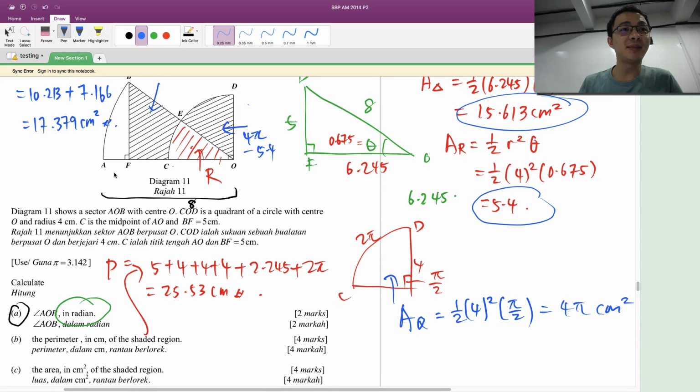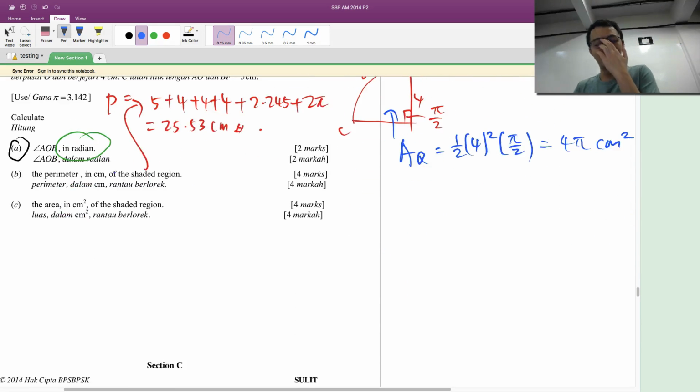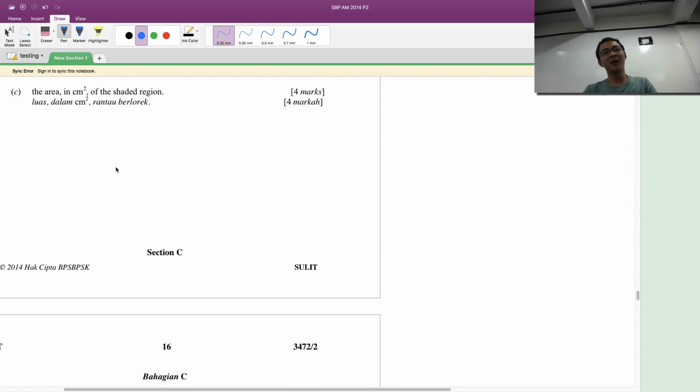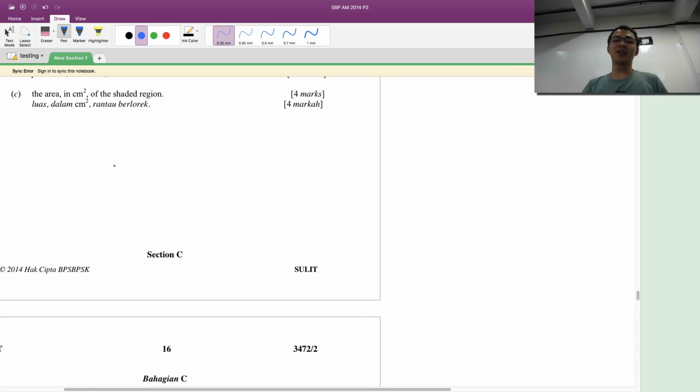Not clearly understand about this chapter. Okay, so I hope you can understand about this topic. Basically in this topic, you will see a lot of triangles and a lot of sectors. Something you need to pay attention to about this topic: you have two main formulas.